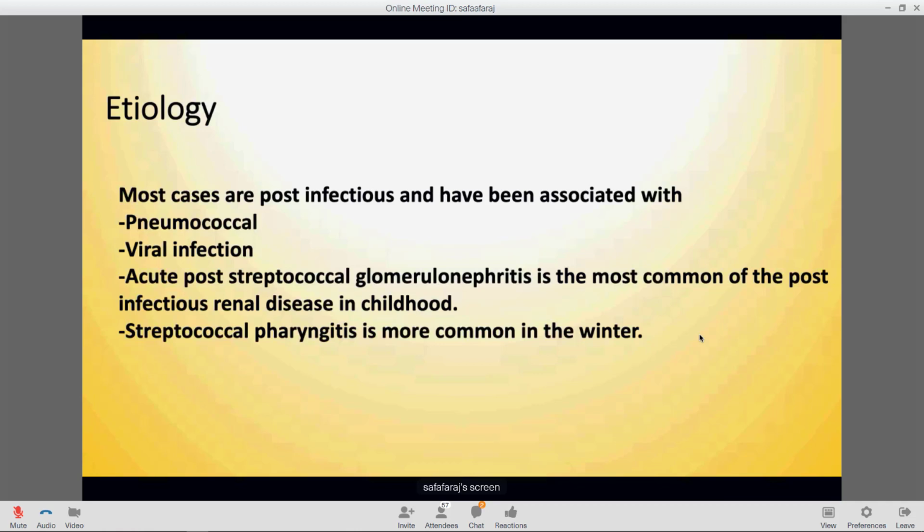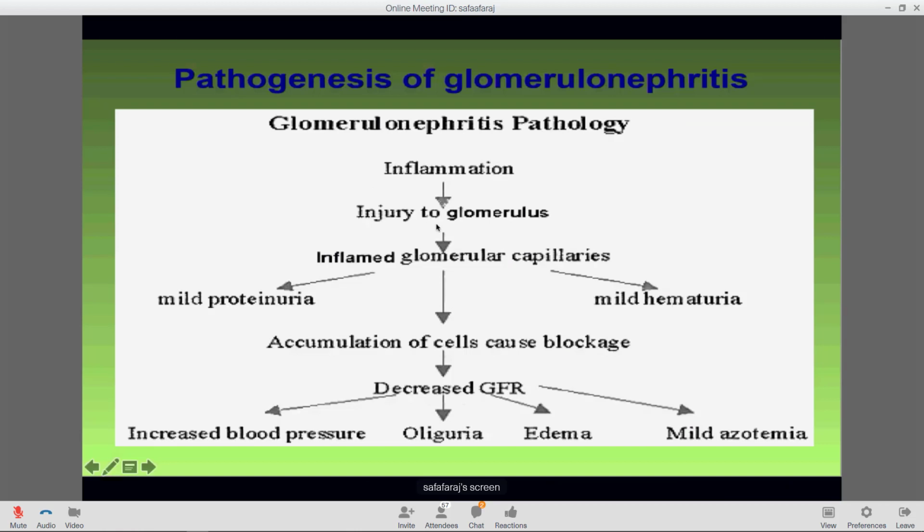The diagram shows the inflammation because of the body's antigen reaction, which causes damage to the glomeruli, inflammation of the glomerular capillaries, and causes mild proteinuria, mild hematuria, and accumulation of cells that block the glomeruli. That will lead to decreased glomerular filtration rate, which will be accompanied by acute renal failure, increased blood pressure, oliguria, edema, and hematuria.